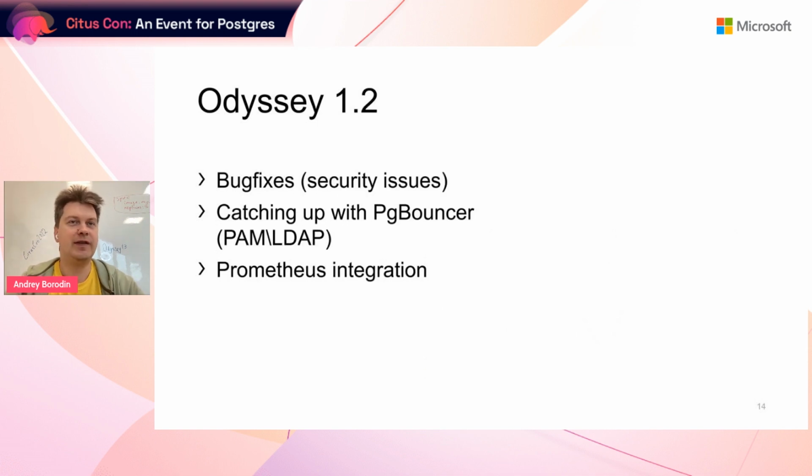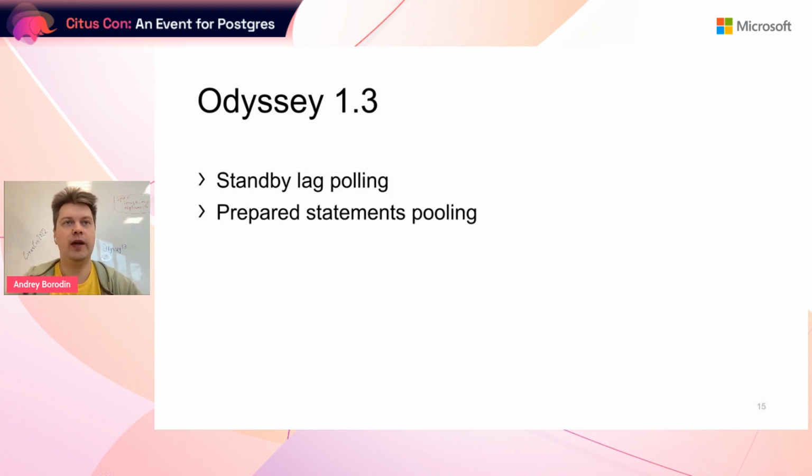The next release was again catching up with PgBouncer. We had to implement the widely used pluggable authentication model, and we had some security issues to fix in host-based authentication. Also, we added Prometheus integration. And now we are on track to have Odyssey 1.3.